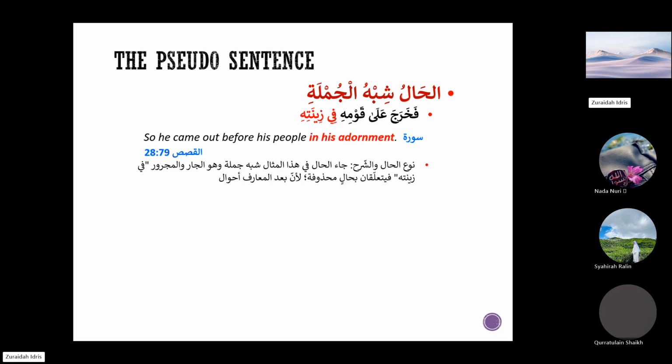If it is about the fa'il, he does the action, and he does the action to the maf'ul. So we know that whatever is mansub in the sentence is the maf'ul, the one receiving the action. But sometimes we are not talking about the maf'ul. We are talking about the person doing the action. So this is where the hal comes in.